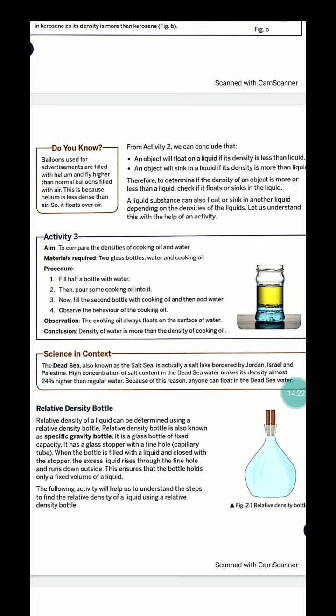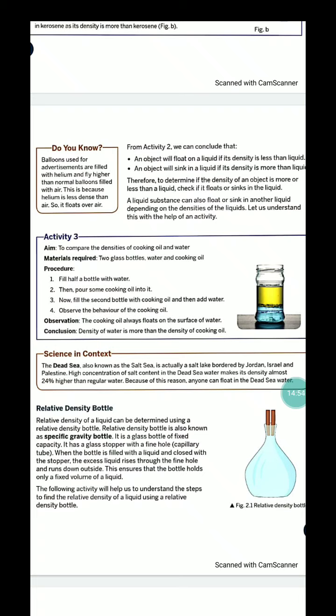Procedure: fill half of a bottle with water. First of all, we have to fill the bottle with water. Then pour some cooking oil into it. Now fill the second bottle with cooking oil and then add water. Observe the behavior of the cooking oil. The cooking oil always floats on the surface of water. When we put water first and then oil after that, it will float.